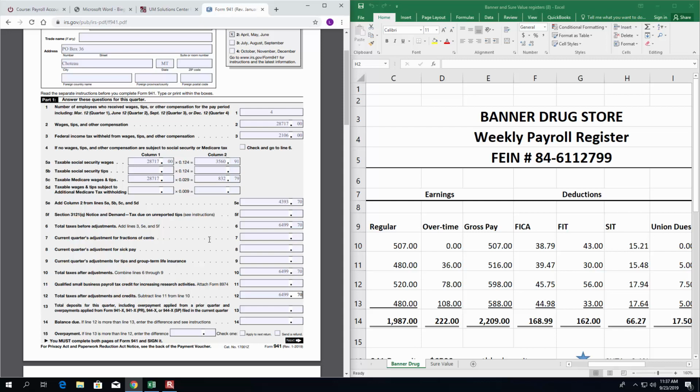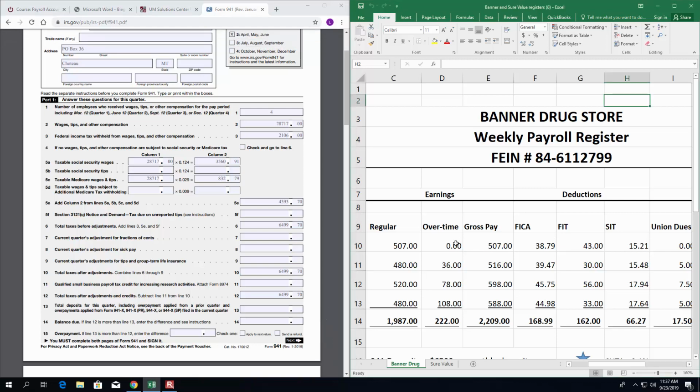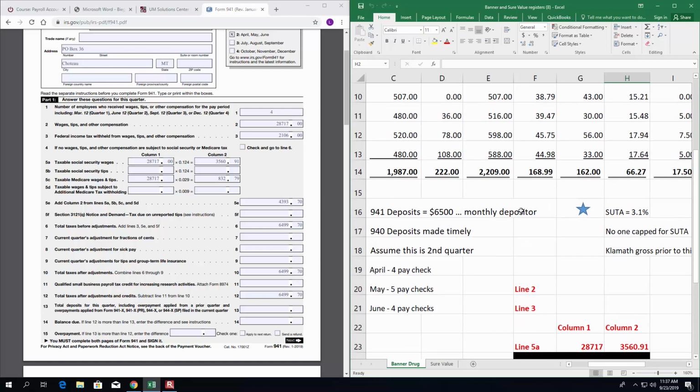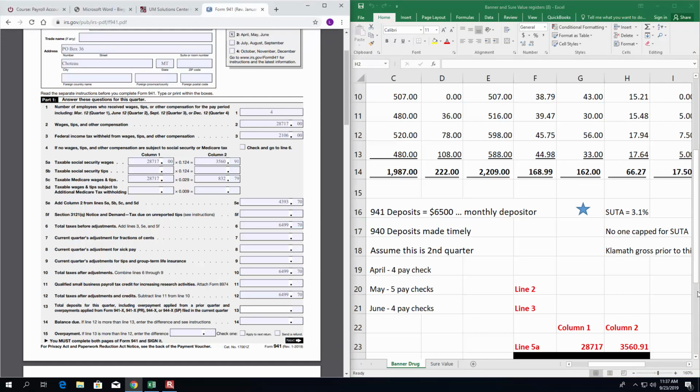I have to tell you how much you deposited, you don't know. So that's got to be somewhere on the spreadsheet. Oh, look at right here, 941 deposits made, $6,500. They're a monthly depositor. The amount of the actual deposits go in line 13. And I've got to tell you that. You can't calculate that. I've got to give you that information.